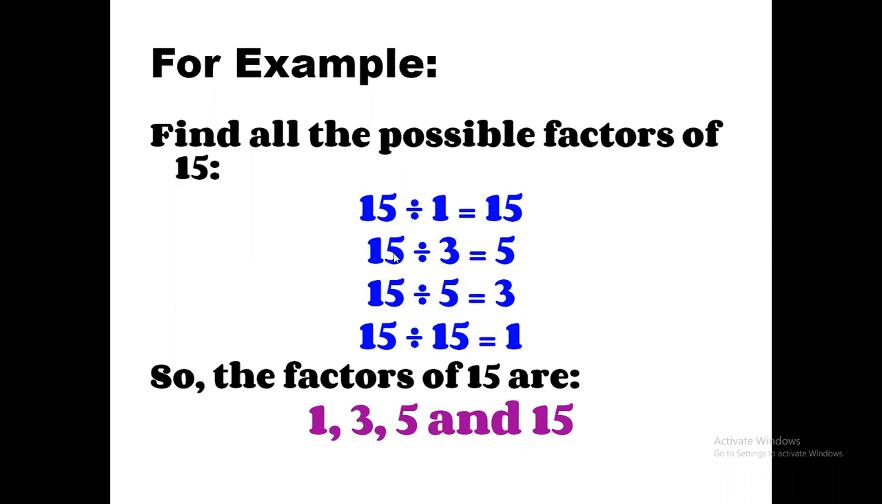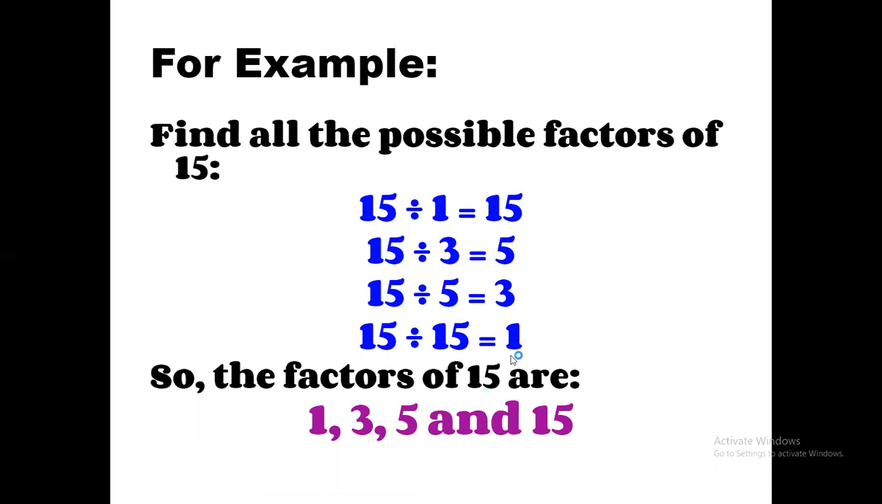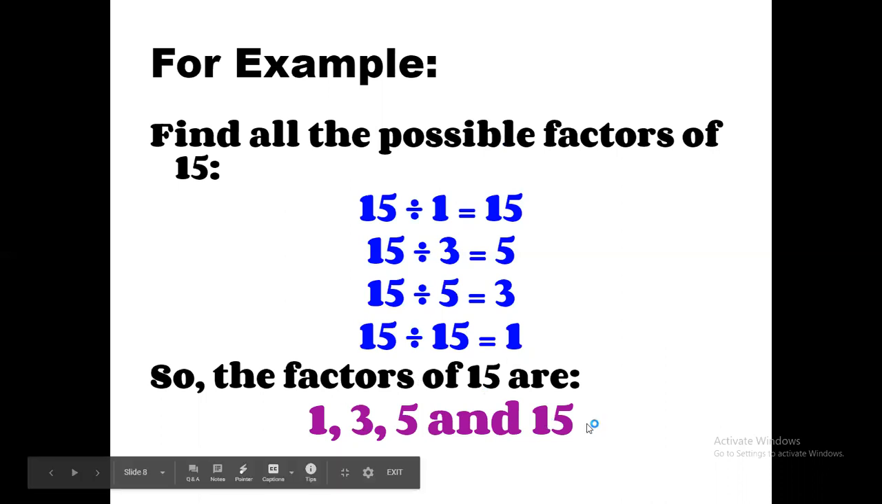Then 15 doesn't come in the table of 2, so I skip 2 and come to the table of 3. 15 divided by 3, I got the answer 5. Then 15 divided by 5, 3. And 15 divided by 15, I got 1. So these are the factors of 15. Arrange them in ascending order: 1, 3, 5, and 15.